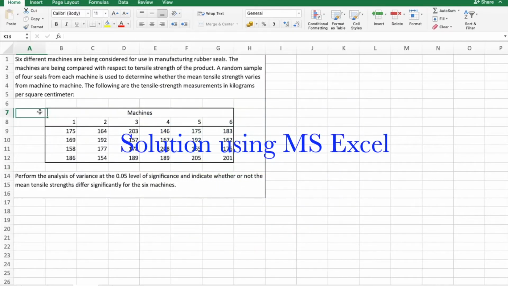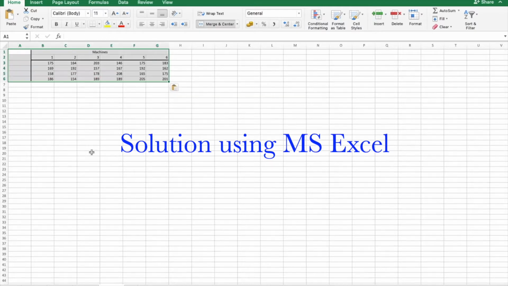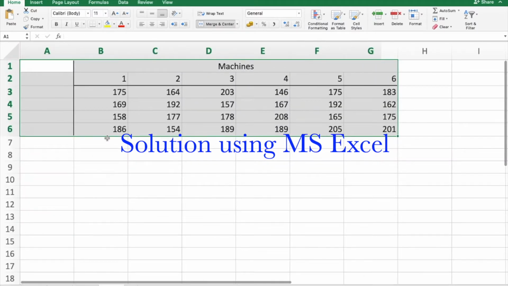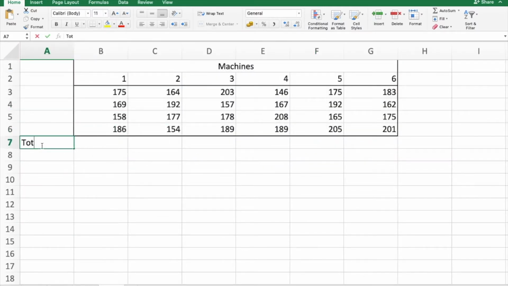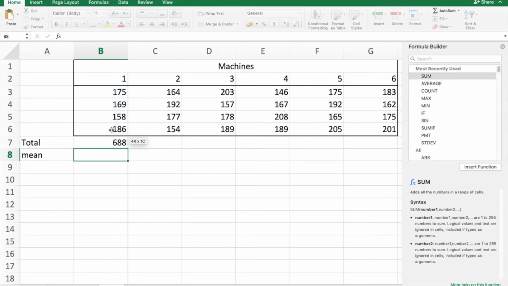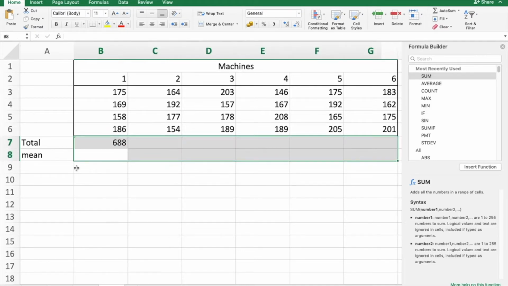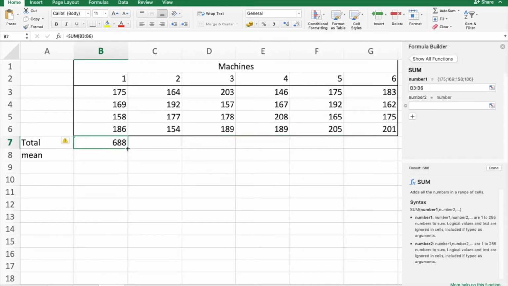This is our table. I will copy it to another sheet. Let's have it here. So what do we want? We want the total value and we want the mean value with respect to the equal to sum. The sum of all these cells will be equal to 688. Pull it down there, and that is the value of the sum.